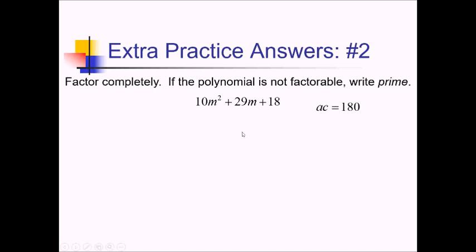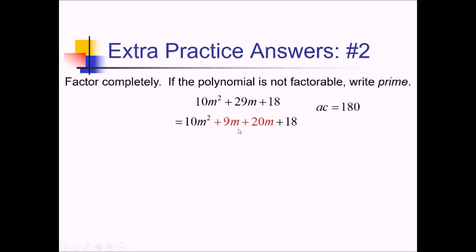5 and 36, still too big. 6 and 30, we're getting closer. That's 36. And I think the next factor that works, 9 and 20, well, that adds up to 29. So I think we just found our factors. So I'm going to split this 29m up into 9m plus 20m.